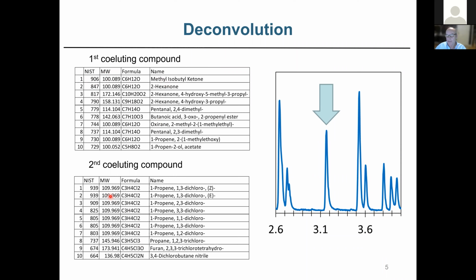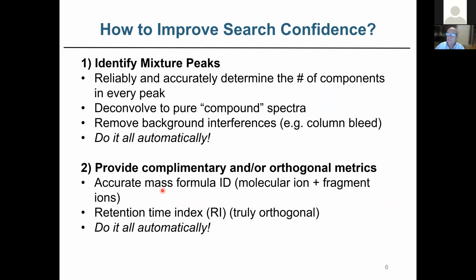But if you look at the second compound that's coeluting, you'll notice that the top three matches all have very good scores. That's because these compounds are isomers, and they have very similar spectra. So how do we differentiate which is the correct match? Those are the challenges that we have. So how do we improve this search confidence?